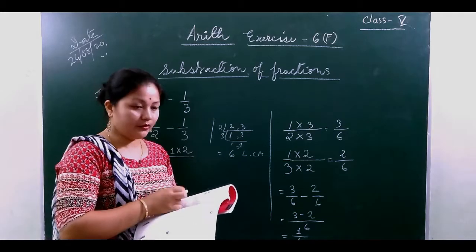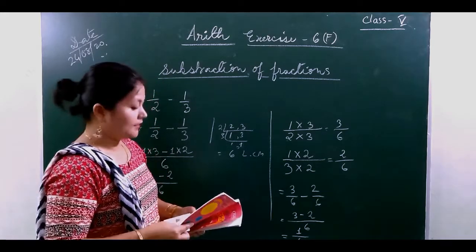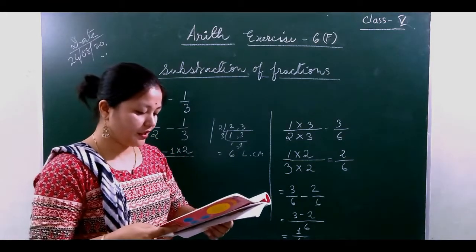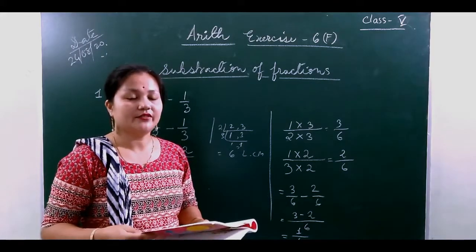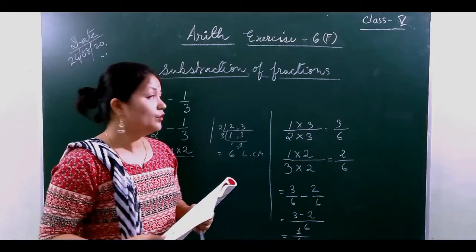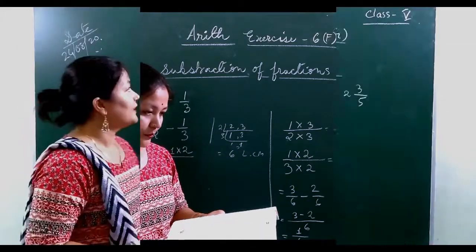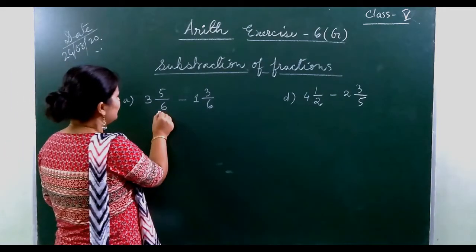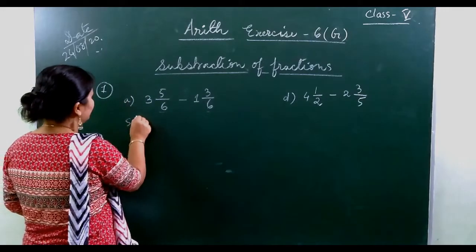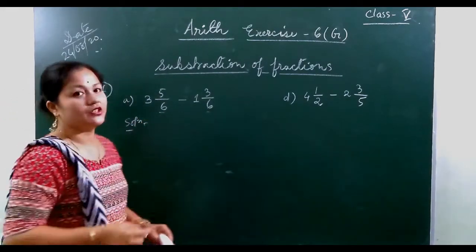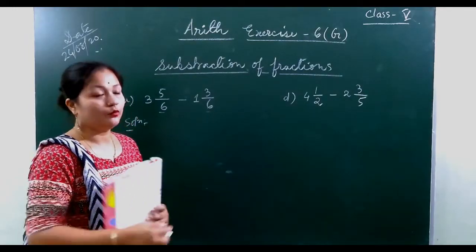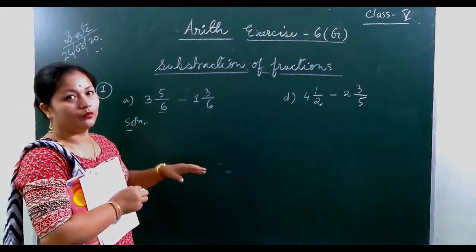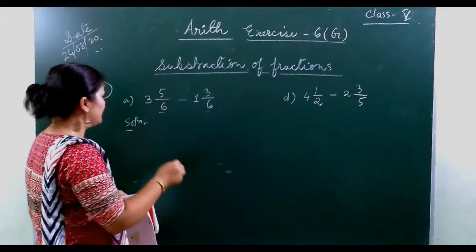Now we will go to exercise 6G. 6G is also subtraction of fractions, but here it is mixed fractions. We will do one from this exercise also. Exercise 6G, question number 1A, I wrote for you. You can see both are mixed fractions. So we have to change the mixed fractions into improper fractions, or we could bring the whole numbers in front, but we will not do that process. We will change them into improper fractions and solve the question.